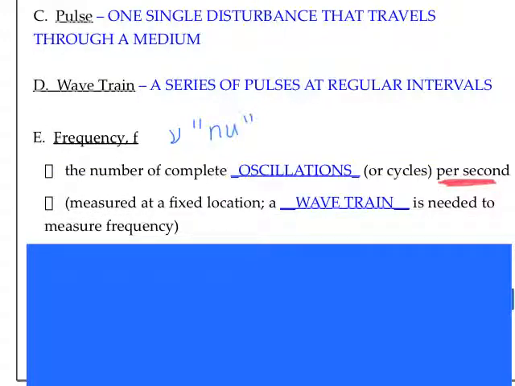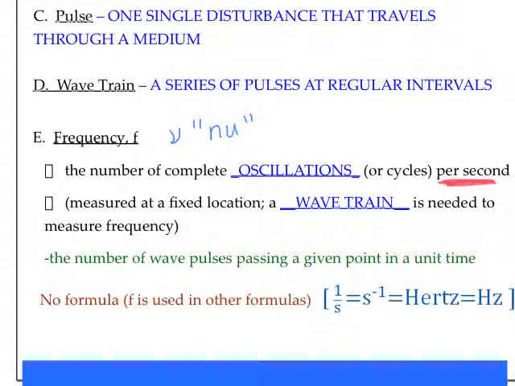An important thing to note about frequency is it is measured at a fixed location, and a wave train is needed. Since you're counting the number of pulses or cycles or oscillations, you need to have more than one. So you have to have a wave train in order to measure frequency. You can think of frequency as the number of wave pulses to pass a given point in a certain amount of time, and for us that time should be a second.